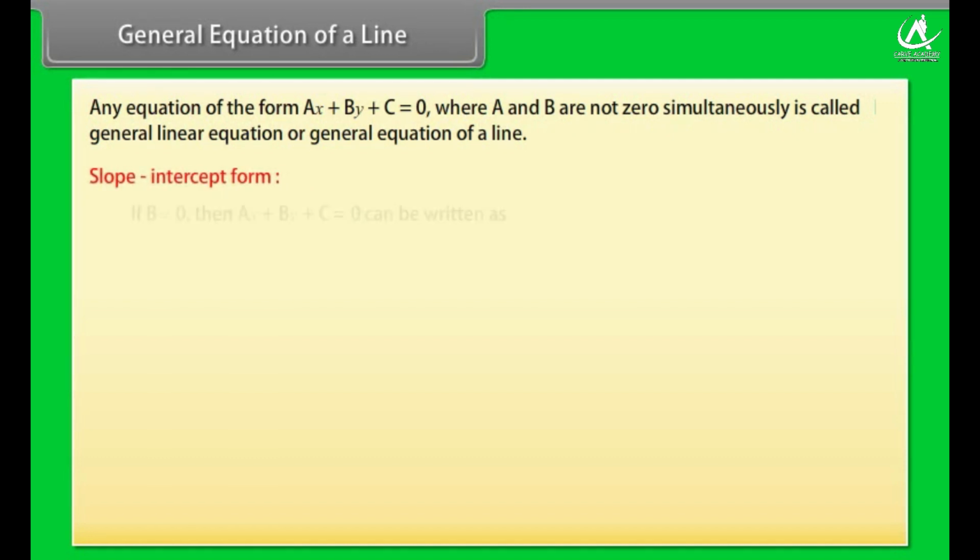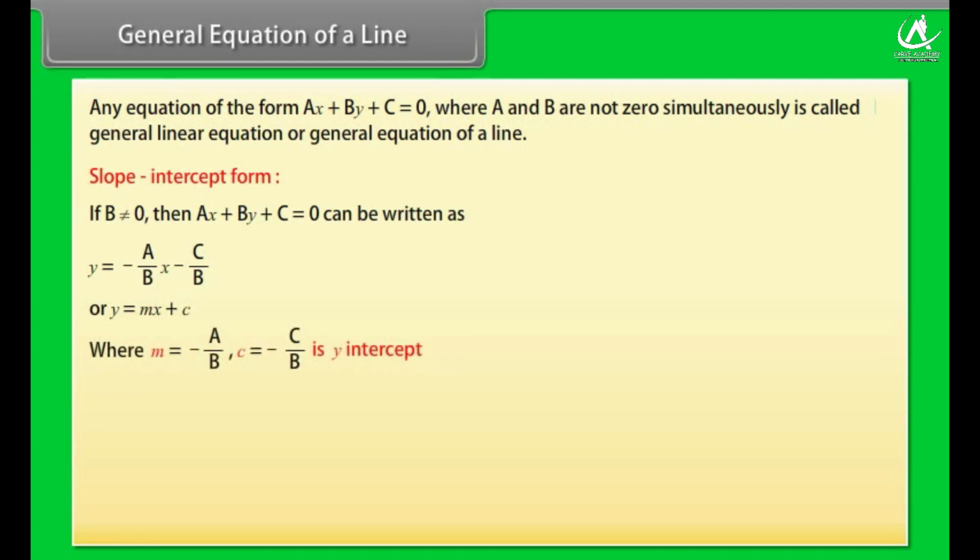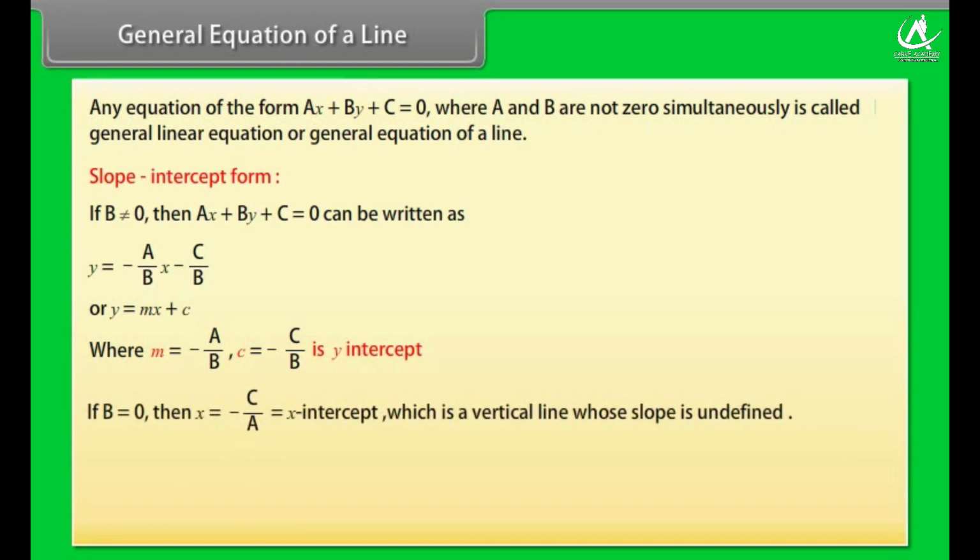Slope-intercept form. If b is not equal to 0, then ax + by + c = 0 can be written as y = -ax/b - c/b, or y = mx + c, where m = -a/b is the slope, and c = -c/b is the y-intercept. If b is equal to 0, then x = -c/a is the x-intercept, which is a vertical line whose slope is undefined.